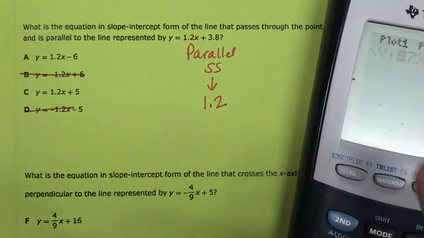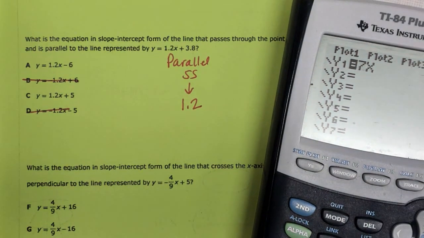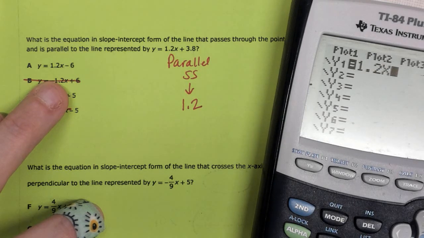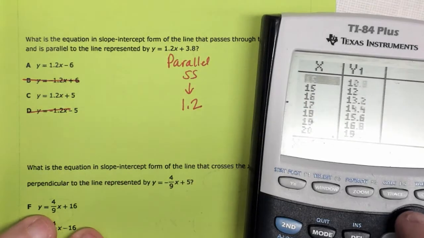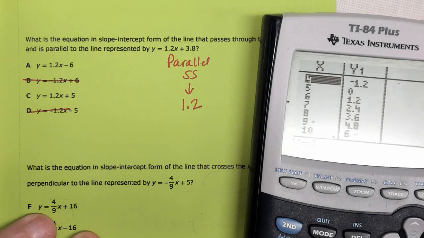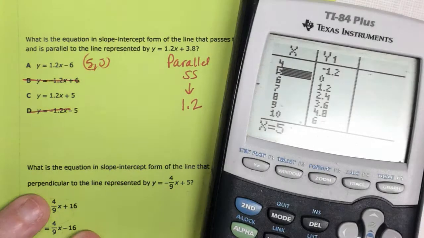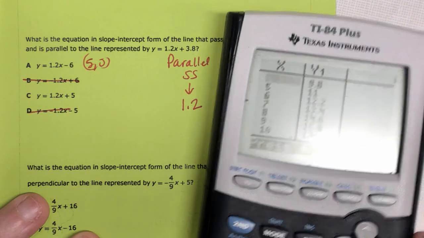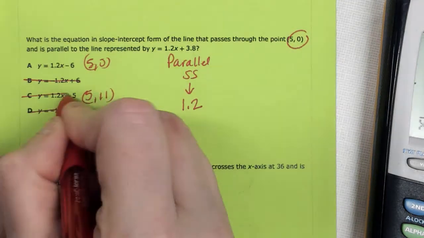Now, it says it needs to go through the point (5, 0). So I'm now going to go into my calculator and enter this equation. 1.2x minus 6. And then I'm going to look at the table. Now, what am I looking for? I'm looking for the point (5, 0). So I'm going to go to 5. And this one does go through (5, 0). But I'm still going to check the other one because it's not like it's that hard. And this one is 5.11, and that's not what I want. So this has got to be the one.